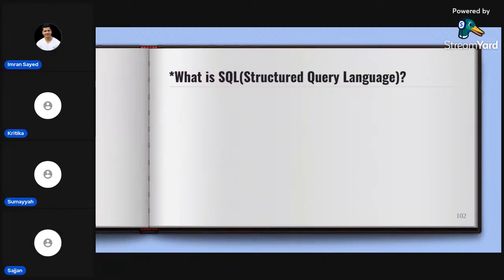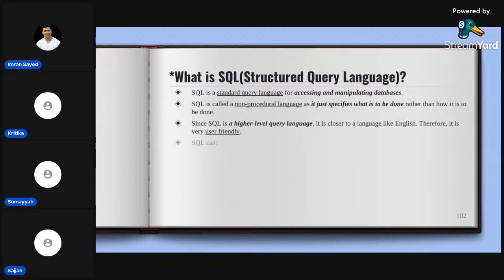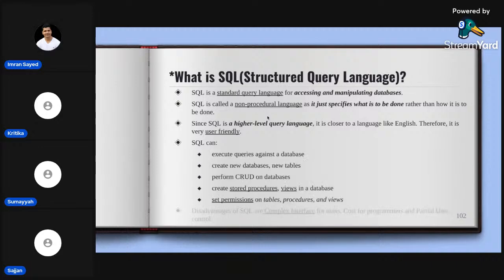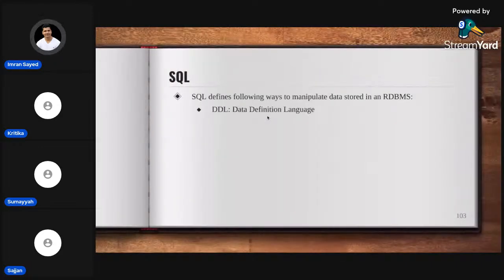Very good. Okay, so Maya, give me 1 point on SQL. It is a non-procedural language, which means that it specifies what is to be done rather than how it is done. Yeah, correct. Kritika, do you remember any disadvantage of SQL? Cost for programmers, and complex interface. Non-procedural language just specifies what to be done rather than how it is done. Cool. I think we know SQL. We'll go to the create table now.